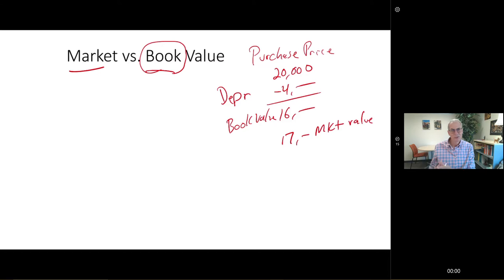So you have what it's worth on the books, price minus depreciation, and you have what it's worth in the real world, what you might be able to sell it for. Now, they could easily be the same amount. Market value could be higher or lower. So that, in a nutshell, is the difference between market value and book value.